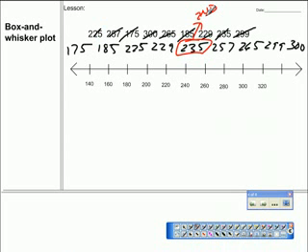Which means my first and third quartile, what will I have to do? Well, look at my first quartile. How many numbers are there? How many are in the middle then? 2.